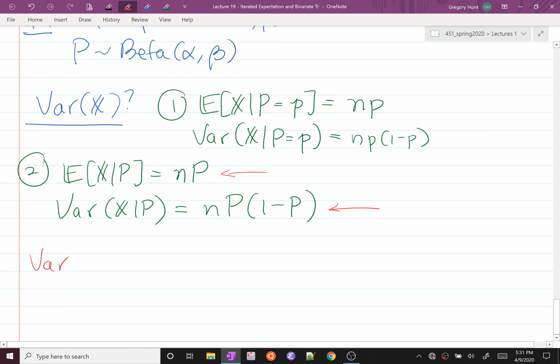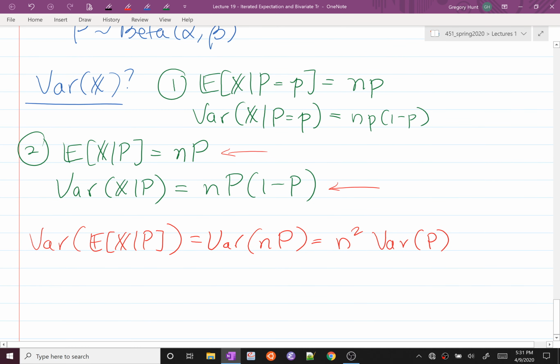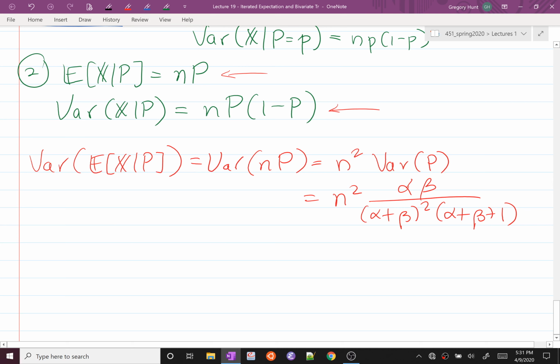So variance of the expected value of x given p is the variance of np, bring out the n as an n squared, variance of p, and you've got to remember that the variance of a beta random variable, not that I expect you to memorize this, is alpha beta over alpha plus beta squared, alpha plus beta plus 1. So that's the first part of our theorem.